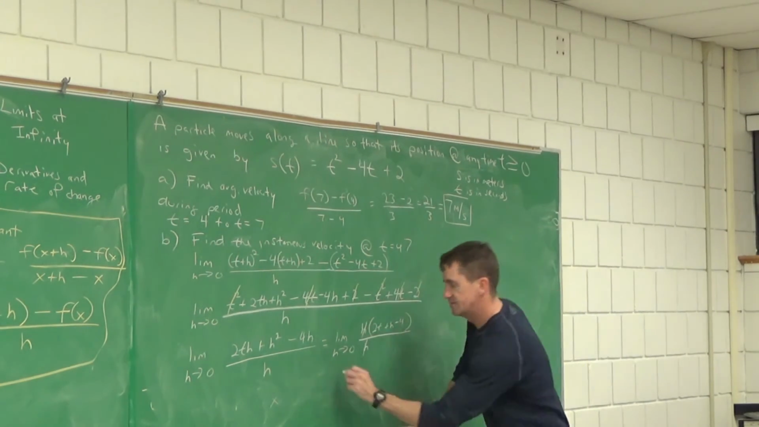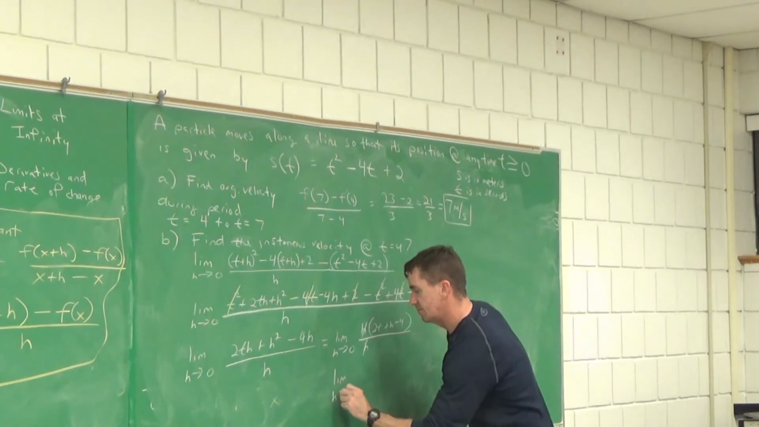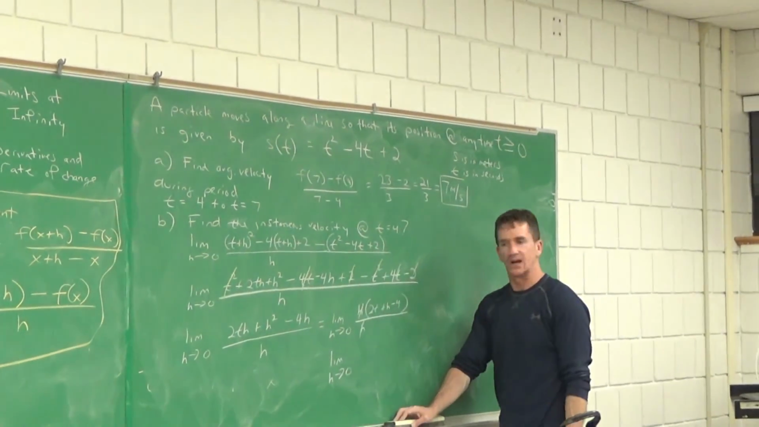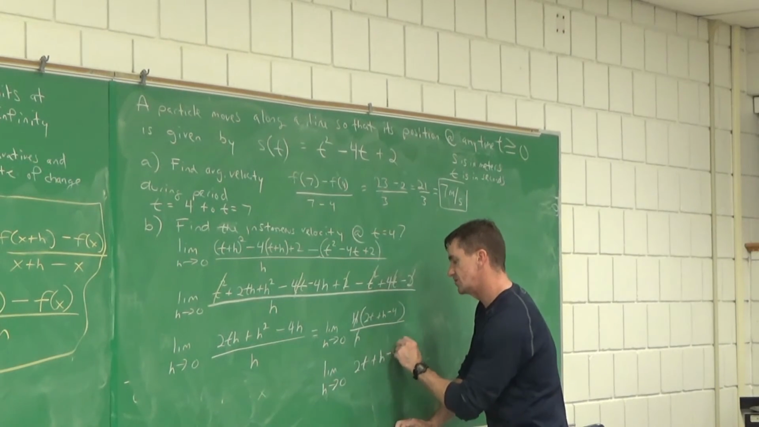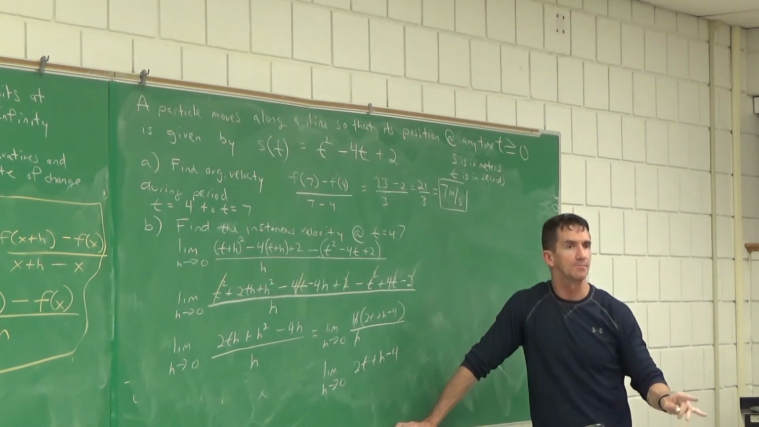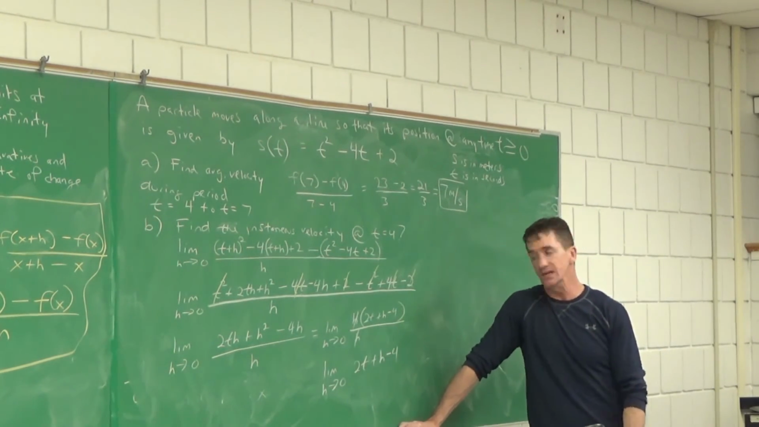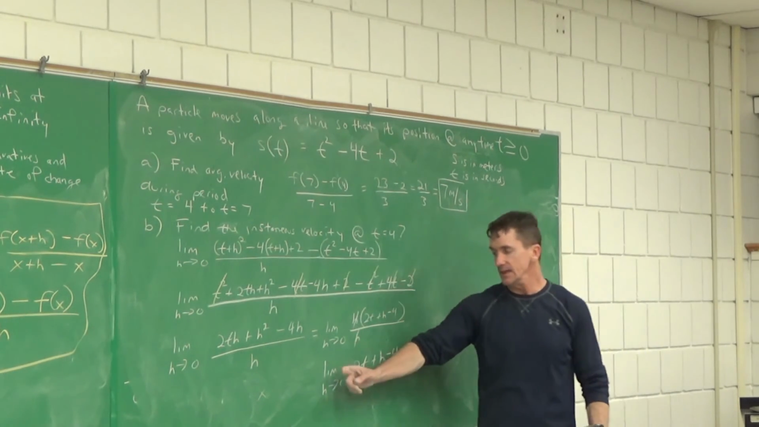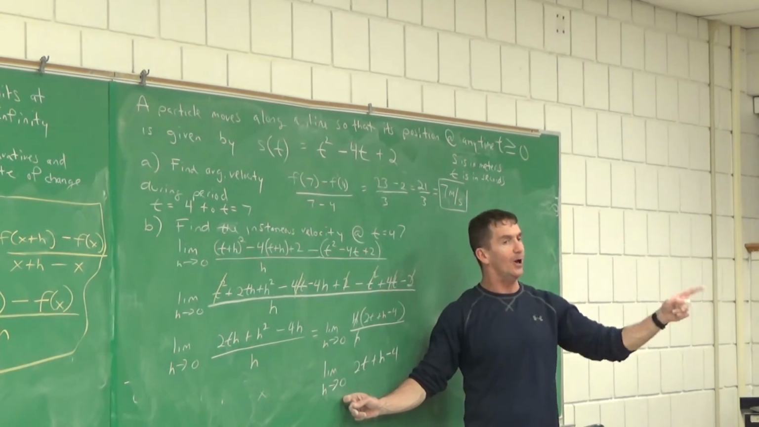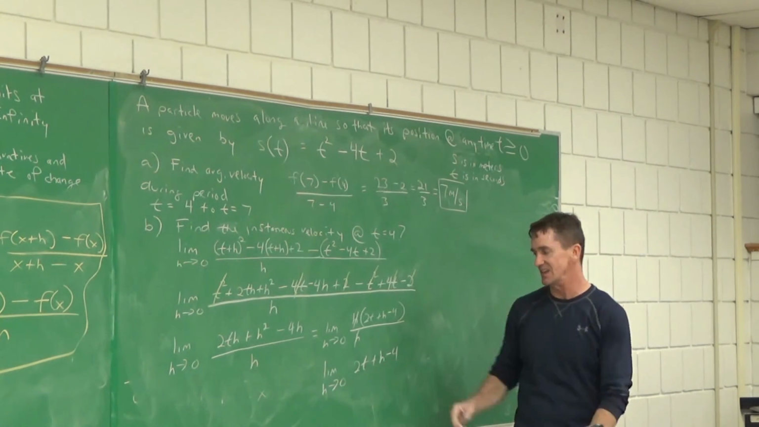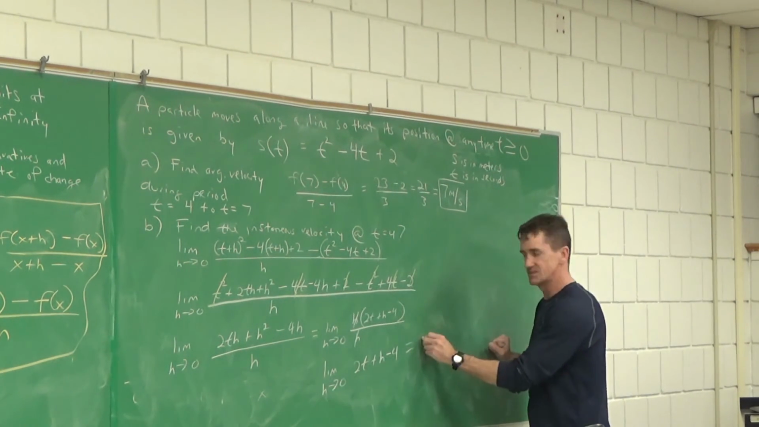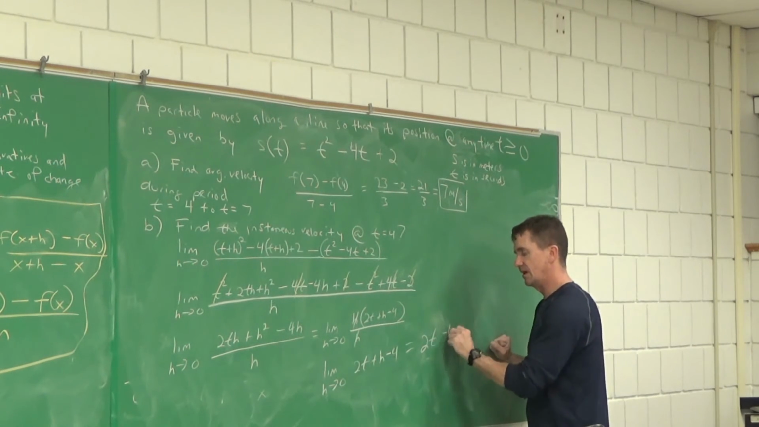Now what do you get? Man, a lot of work just to get an instantaneous velocity. Here we go. 2t plus h minus 4. Now I'm happy, but don't leave it like this. You did all this hard work. Find the limit as h approaches 0. Now substitute h equals 0. Stick a 0 for h. What do you get for the answer? 2t minus 4.